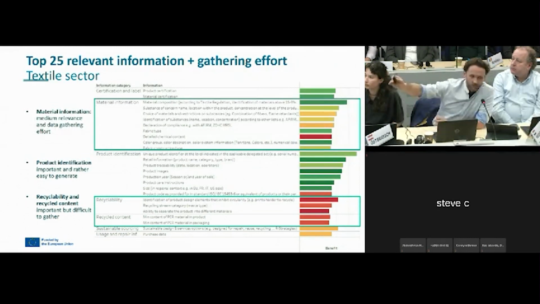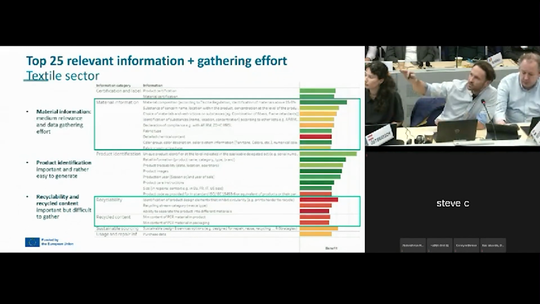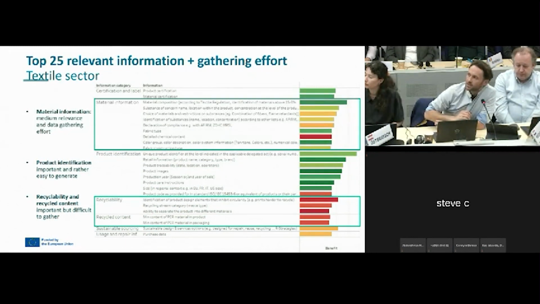I also want to show you some of the textile categories and what was maybe interesting. So the material information here you see also amongst the top 25 relevant information, but mostly also not too hard to gather. If you look more closely into the single information, you see most of these are substances of concern or substances of a particular compliance list. So I assume, or we assume, these are already more or less generated somewhere. Except for the detailed chemical content, this is one of the hardest information to gather. Also makes sense, right? Very specific detailed chemical content requires a lot of data from the suppliers.